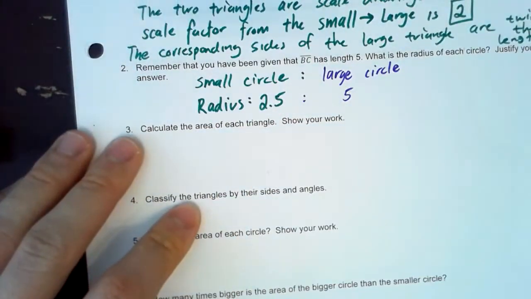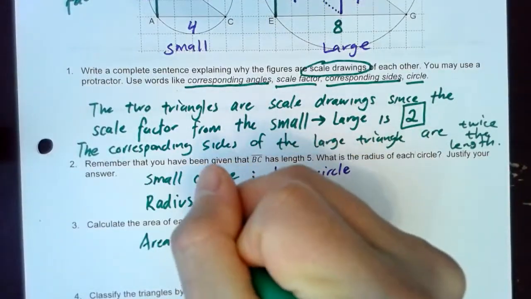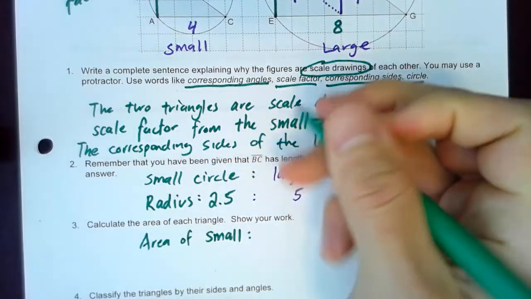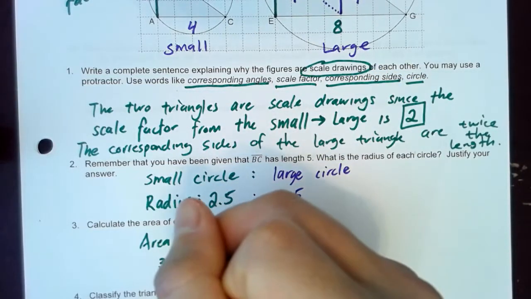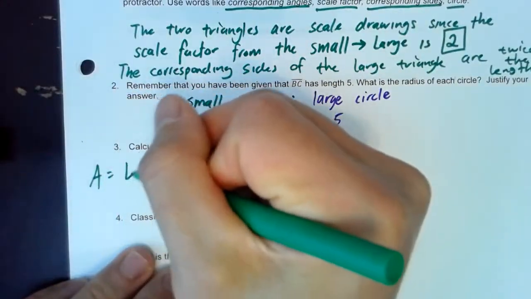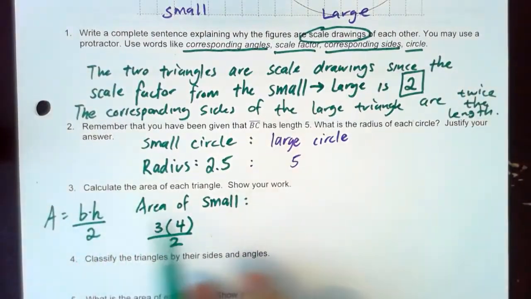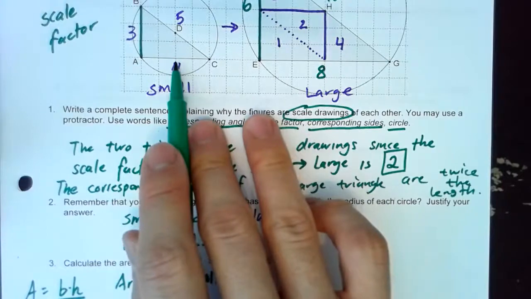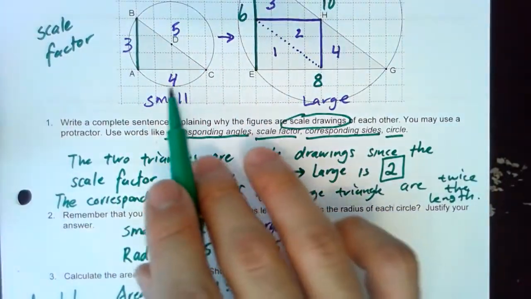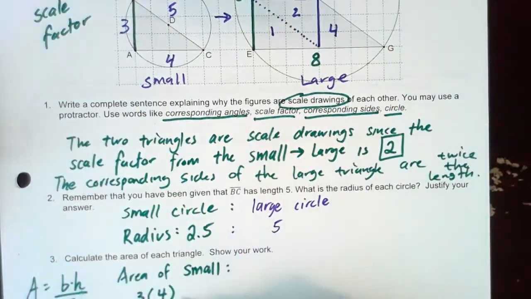So let's go ahead and calculate the area of the small. So I'm going to write area of the small. The area of the small triangle is going to be 3 times 4 divided by 2. Remember, class, that the area of a triangle is always the base times the height divided by 2. The base is actually 4, but you could reverse them. You could write 4 times 3. 4 times 3 is going to equal 12. 12 divided by 2 is going to equal 6 units squared.